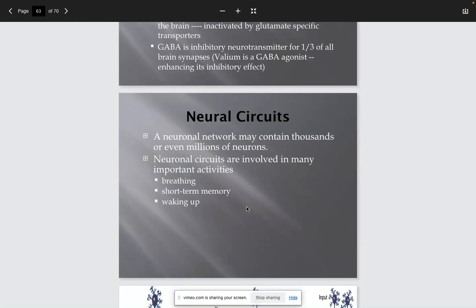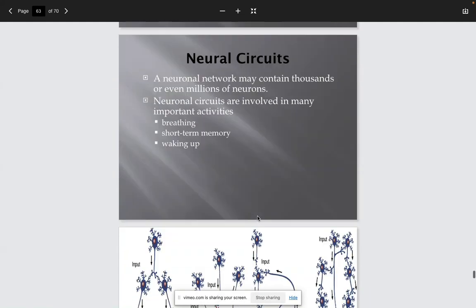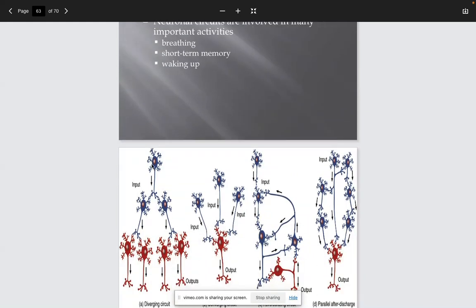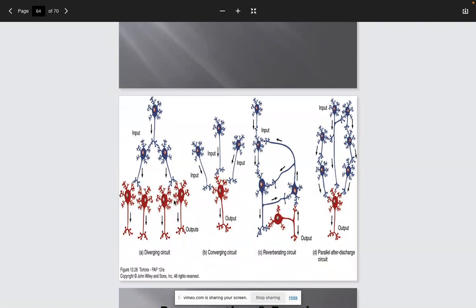This is detailing neural circuits. Neuronal circuits are involved in many important activities: breathing, short-term memory, waking up. This is just a network that contains thousands or even millions of neurons. So you have an input here. An input goes into these two presynaptic neurons, and then eventually comes down onto this circuit here. This is a converging circuit in which there are several different inputs coming into one output.